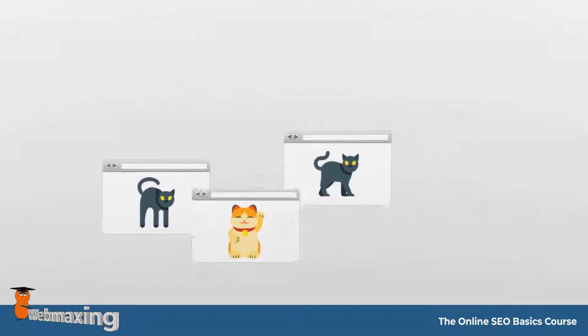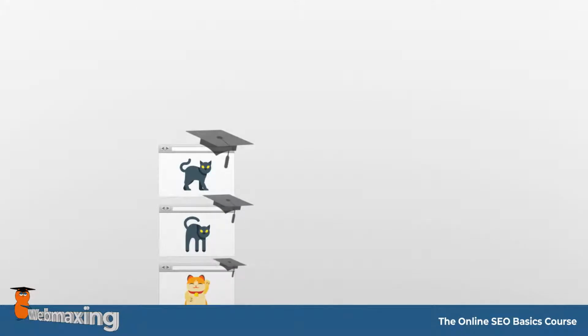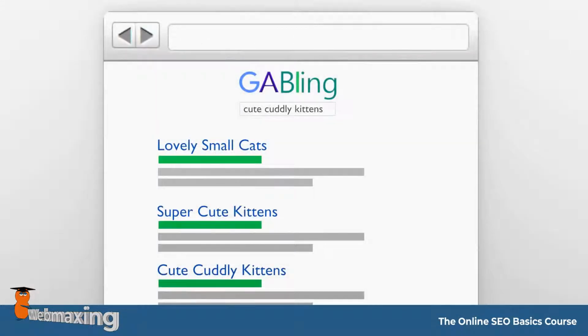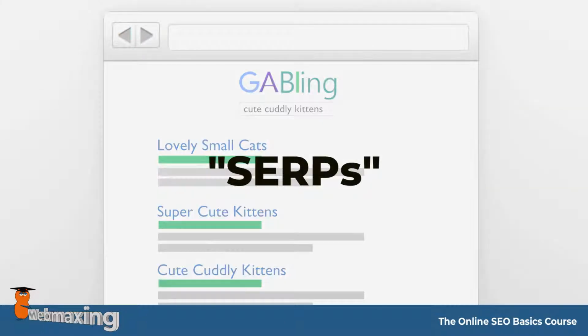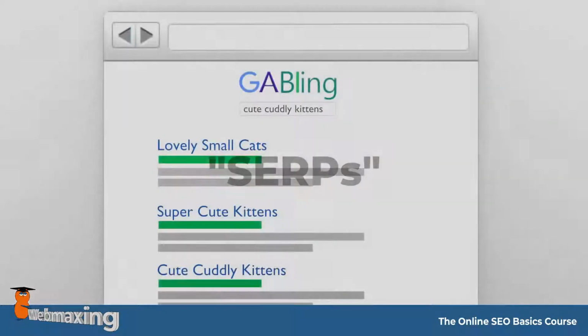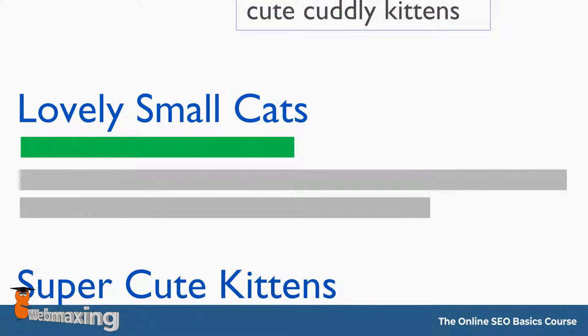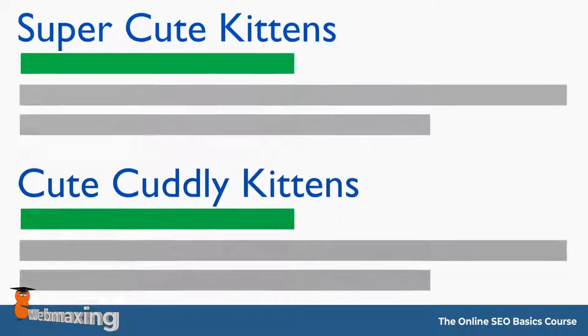The relevant pages are ordered by authority to provide a list of search results. These are known as the search engine results pages, or SERPs for short. But what's this? The first result is for a page about lovely small cats, while the page about cute cuddly kittens is third.